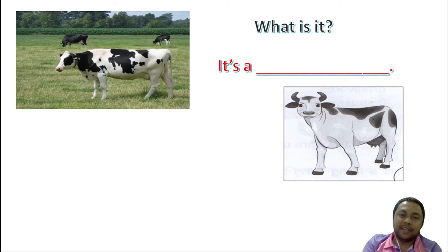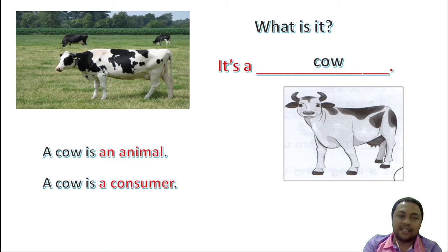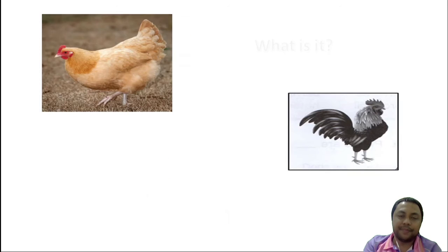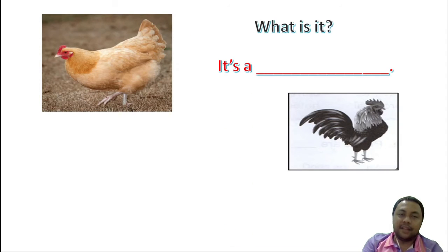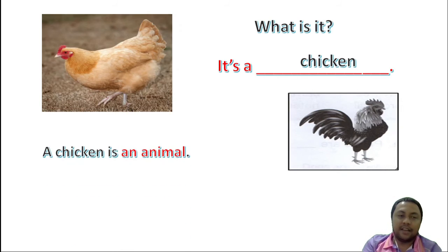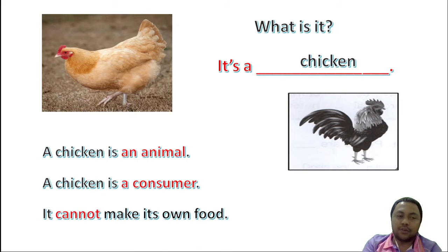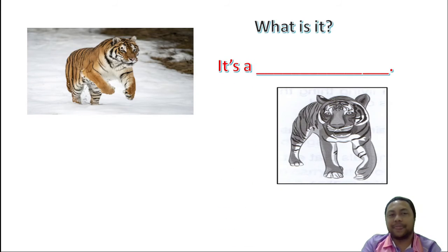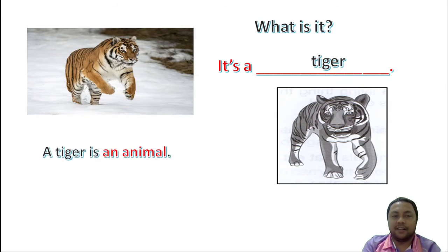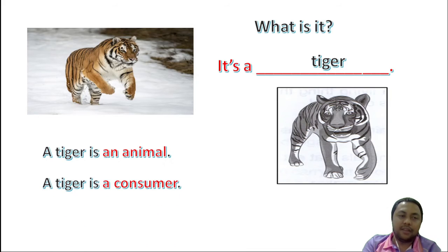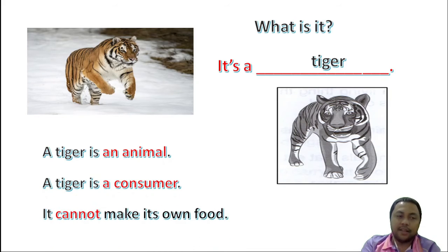What is it? It's a cow. Cow is an animal, so it is a consumer and it cannot make its own food. What is it? It's a chicken. A chicken is an animal and is a consumer, so it cannot make its own food. What is it? It's a tiger. A tiger is an animal. A tiger is a consumer, therefore it cannot make its own food.